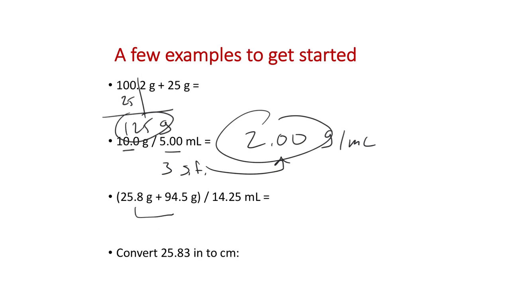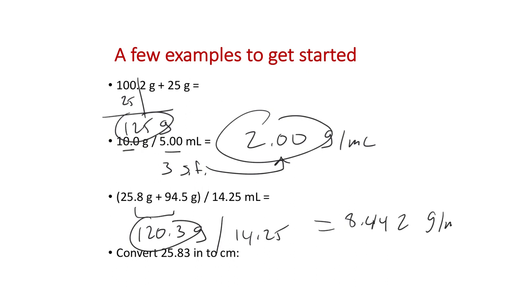Is that the same problem from before? It's pretty similar. Maybe I misread it before, because I think I did 44.25. Maybe I reread it on the previous slide. But 25.8 plus 94.5. Oh, this is a different problem, but it's the same basic approach. 120.3 grams, 14.25 divided into it gives us a density of 8.442 grams per ml.